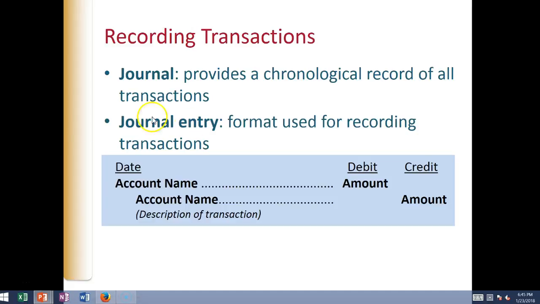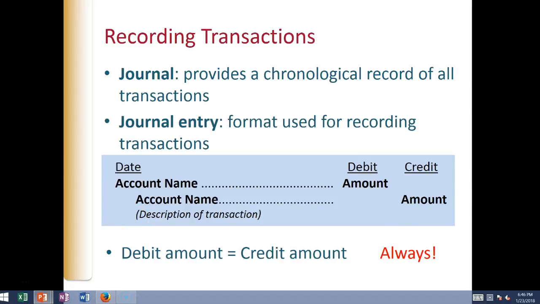The format will have a date. It will have an account name and a debit amount. The debit always goes first. Then, for the account name that gets credited, we will always indent that account name and put the amount on the credit side with the description. In the end, every single transaction, the amount we post as debits will always equal the amount we post as credits.